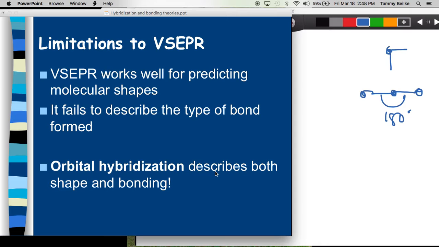So the first topic we're going to look at this afternoon is orbital hybridization. It's going to be useful for describing both shape and bonding. It's going to explain why bonds are formed the way they are, how you get a single bond, how you get a double bond. It's going to help you know the shape of the molecule because it builds on our understanding of molecular geometry very nicely.